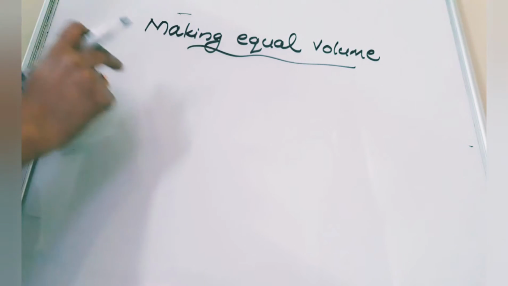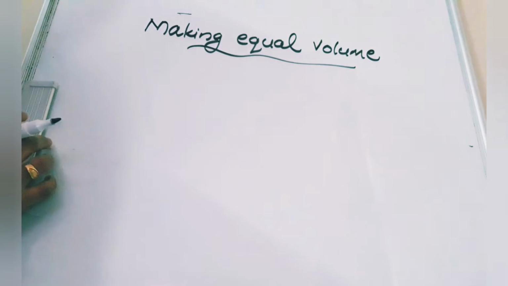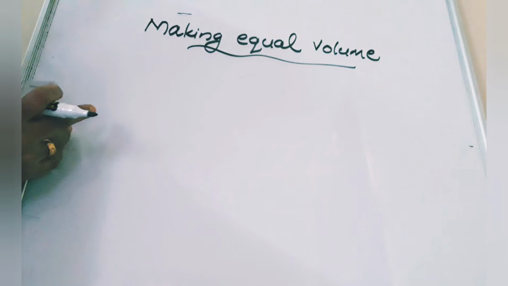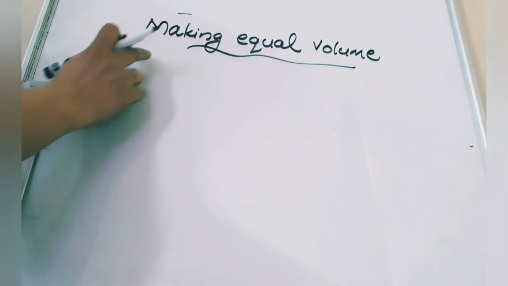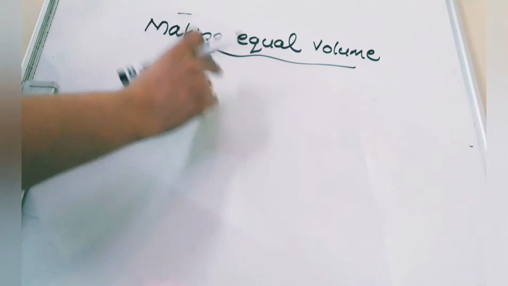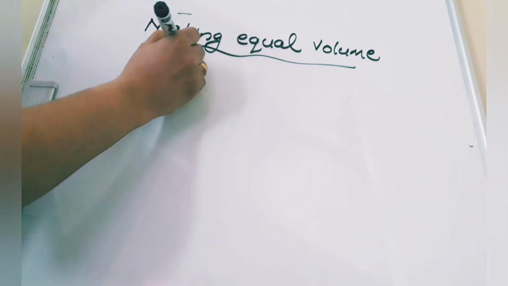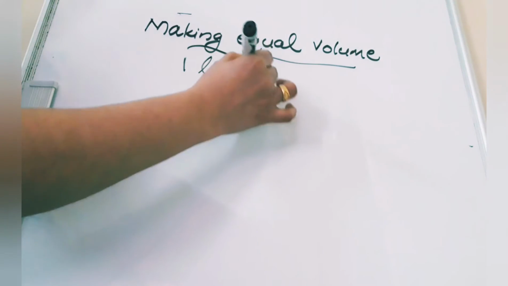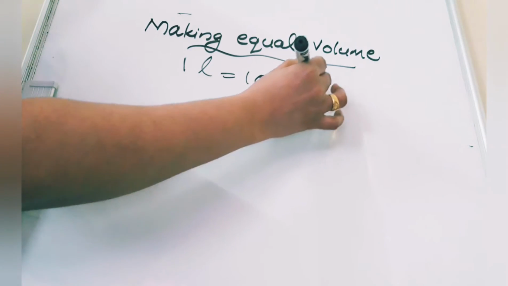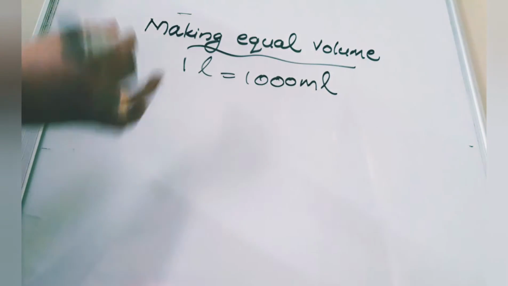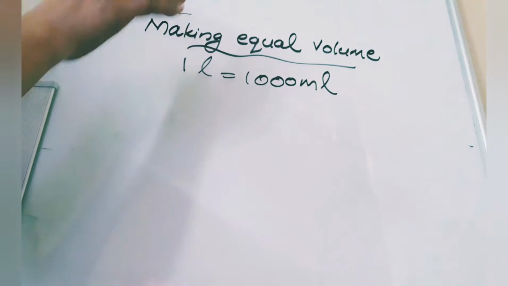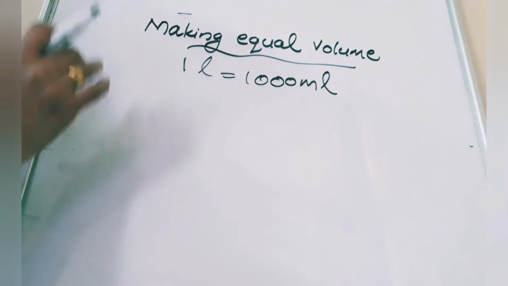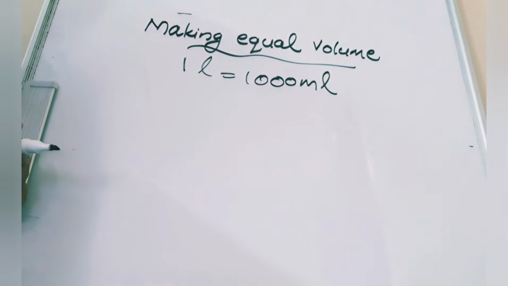Today we are going to discuss class 3, making equal volume. I have done a video regarding making equal weights. Kindly watch that video. Now we know that volume means capacity. So 1 liter is equal to 1000 milliliter. We have already learned this. So how to make equal volume? To make 1 liter, how much capacity or how much amount of water should be added?